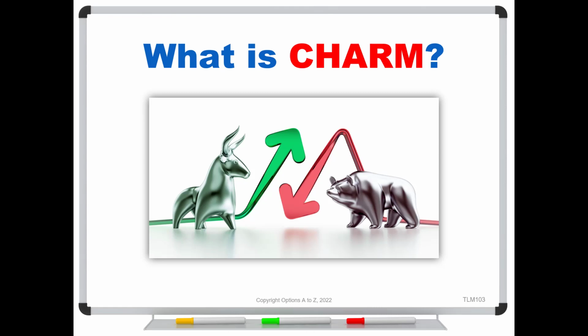Well, it's time to move into some more advanced topics. Recently, I talked about a second-tier Greek called Vama, and I mentioned that there is really quite a long list of these second-tier Greeks. Sometimes we call them a second tier because they're not the main Greeks. They're like a subcategory. Doesn't really mean that they're less important, but they're not the ones that most people are familiar with. And in that list is one called charm.